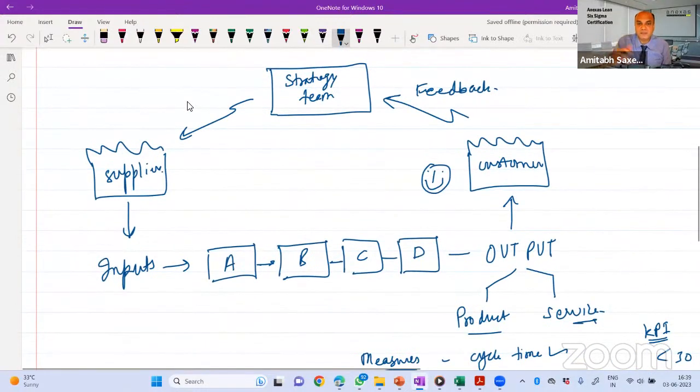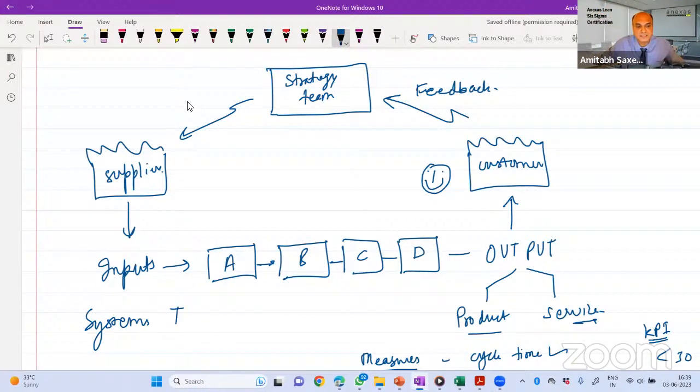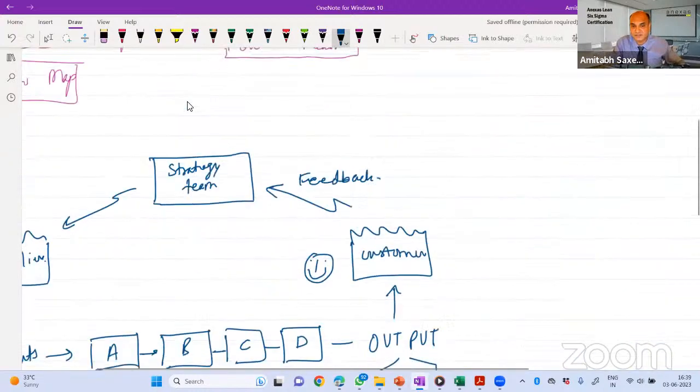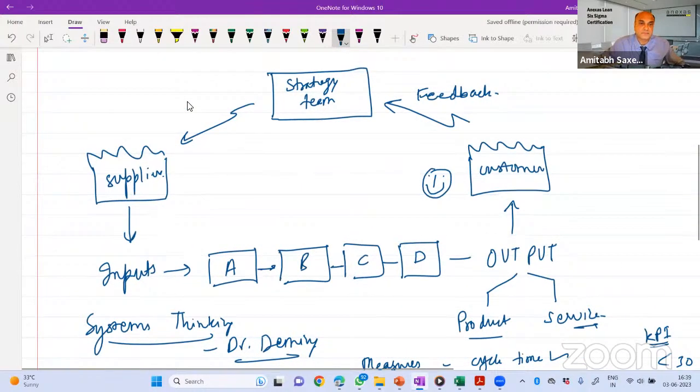This particular approach of looking at your organization as a system is known as systems thinking, given by Dr. Edward Deming. Dr. Edward Deming was a quality guru who said that the problems are in the processes, not in the people. So if I want to satisfy my customer in terms of my measures, where should I focus? I should focus on the processes and the inputs.